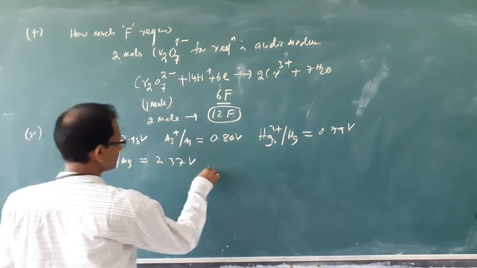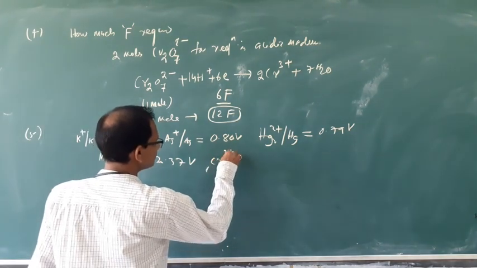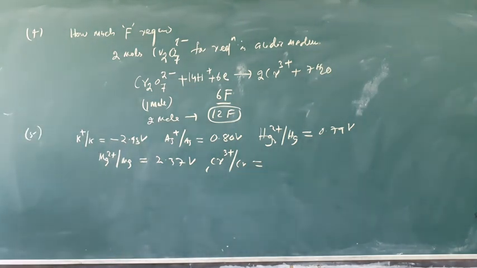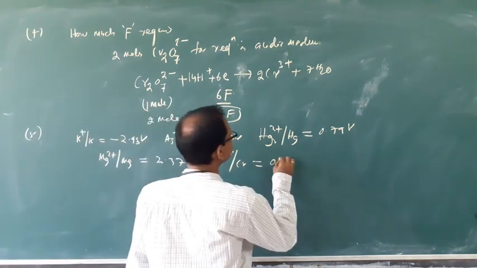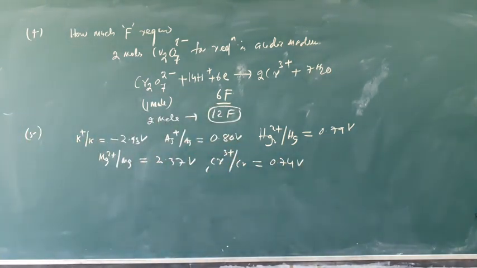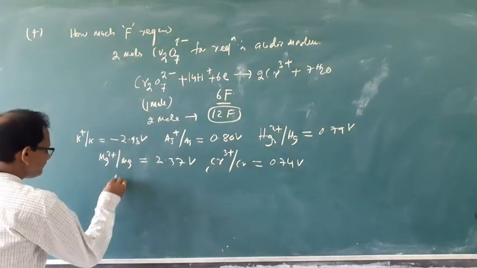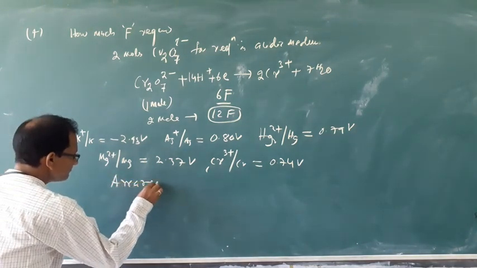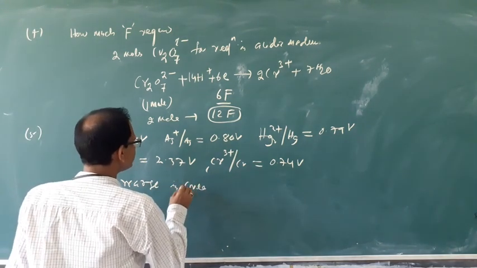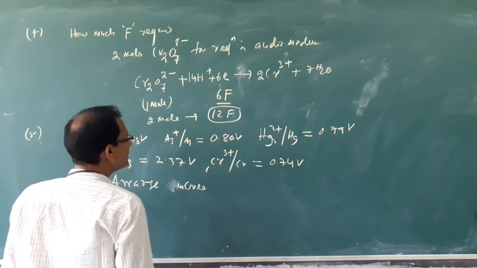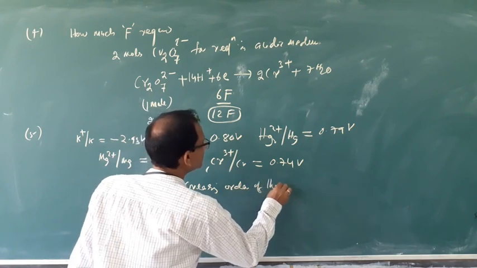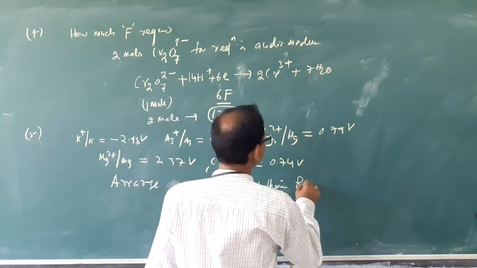Chromium is minus 0.74 volt. So these are the data given. The question is: arrange in increasing order of their reducing nature.